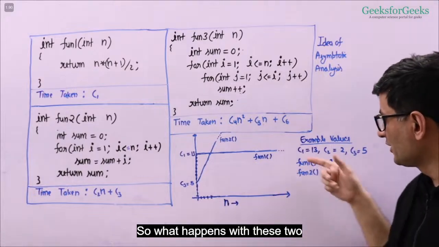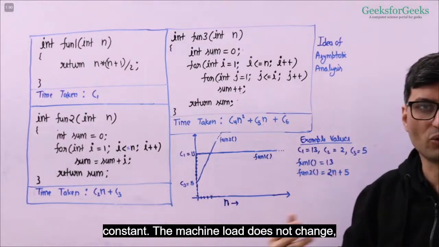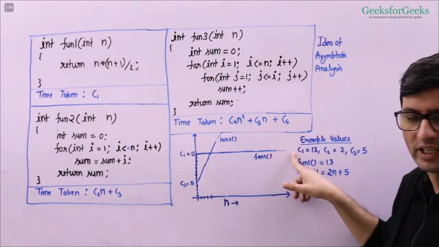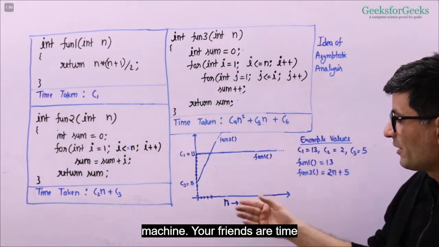So what happens with these two machines and these two functions when you run them, and I'm assuming that every time you run them, they are going to have the same constants. The machine load does not change. So what happens in time taken is your machine's time is always going to be 13. It's a constant value. Fun1, your function, is always going to take 13 units of time on your machine. Your friend's time taken depends upon n.